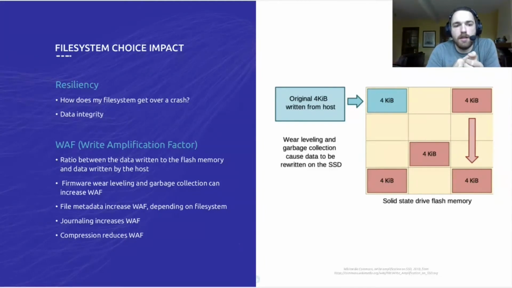the drive. File metadata obviously increase the write amplification factor. This is dependent on the file system and how much metadata the file system adds. Journaling, which stores the transactions for reliability, increases the write amplification factor, and obviously compression reduces it.